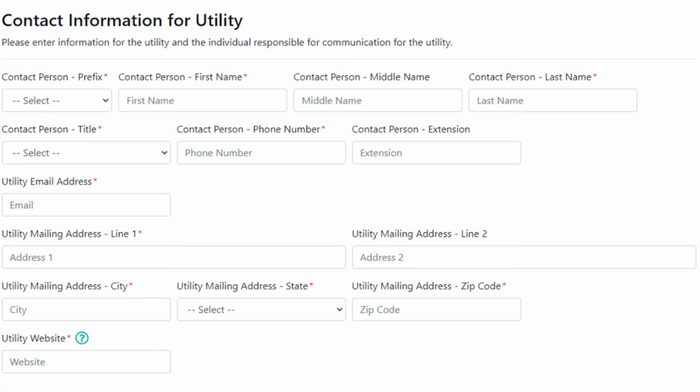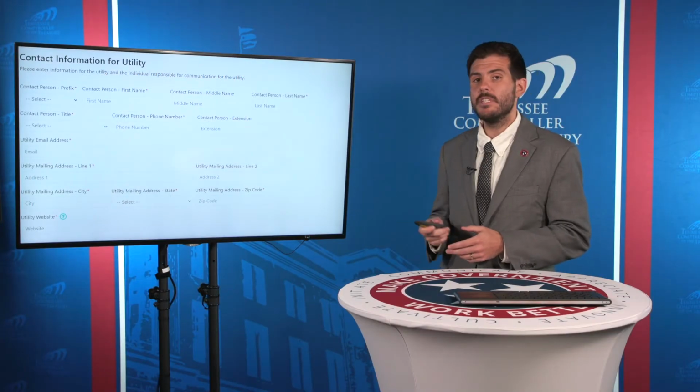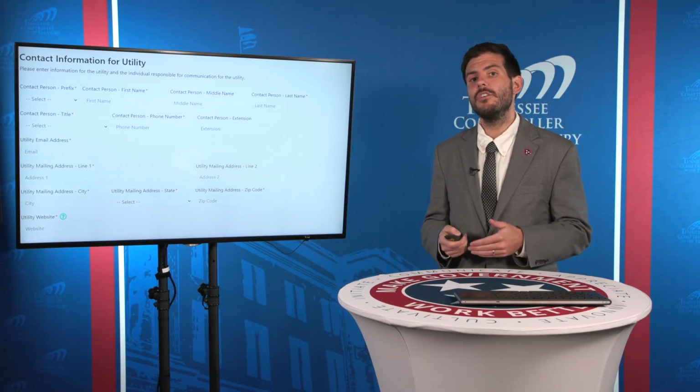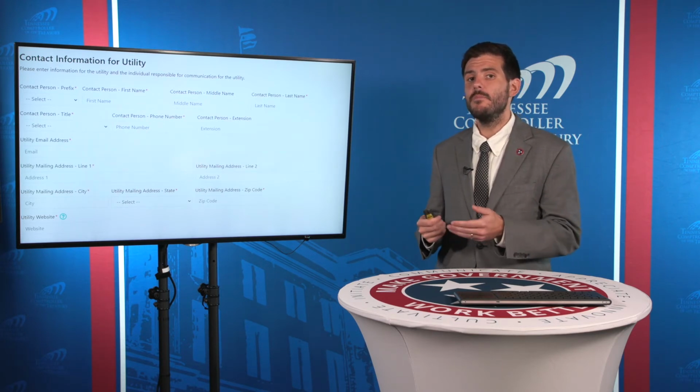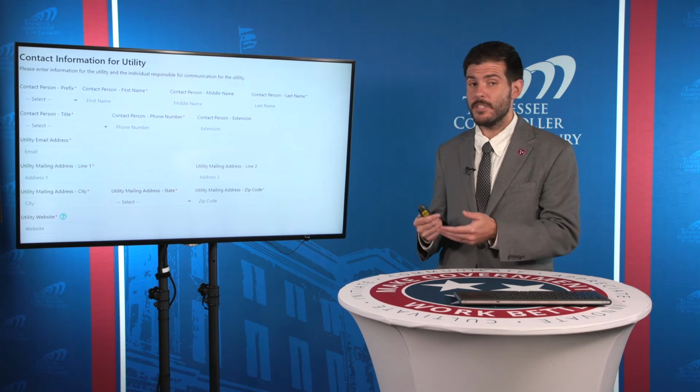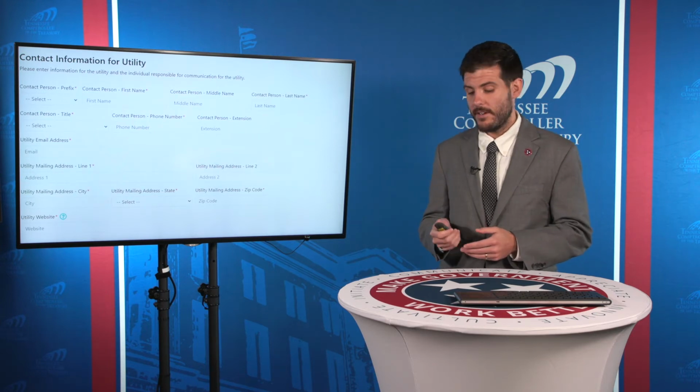The next part of the Utility Annual Information Report is the contact information for this utility. In this, we'll need information for a contact person, the utility's email address, the utility mailing address, and the utility website. Please note on the utility website, there's a little tooltip there that'll make sure that whenever you put in your website information, it is in the correct format. You won't be able to proceed with the rest of the survey and continue to submit if you don't submit it in the correct format.